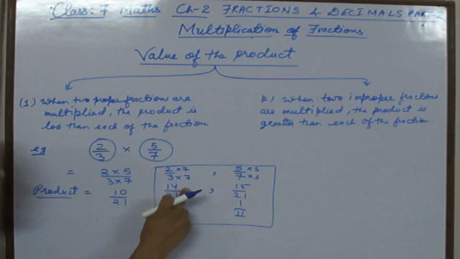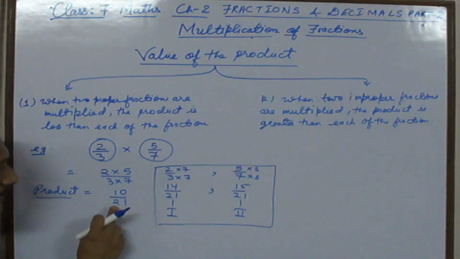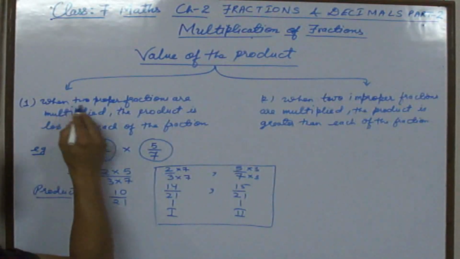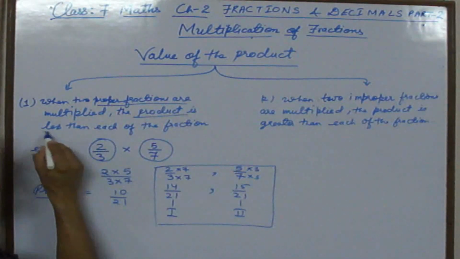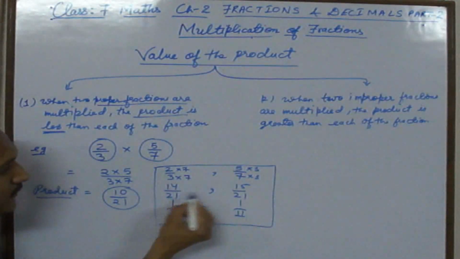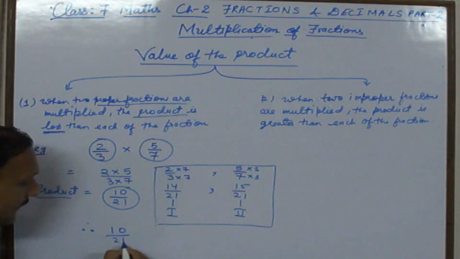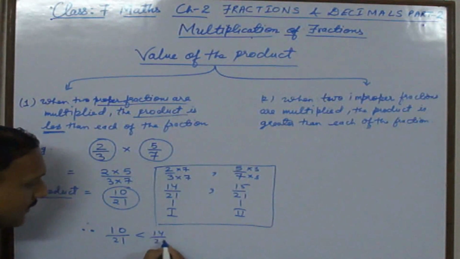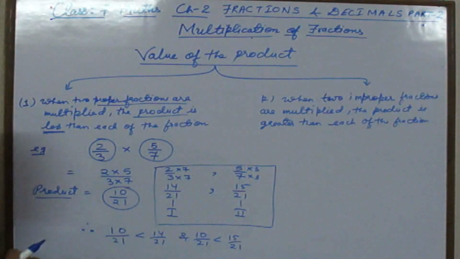Now see, 14 by 21 is greater than 10 by 21. 15 by 21 is greater than 10 by 21. So when two proper fractions are multiplied, the product is less than each of the fractions. Therefore 10 by 21 is less than 14 by 21 and 10 by 21 is less than 15 by 21. This is case number 1, when two proper fractions are taken.